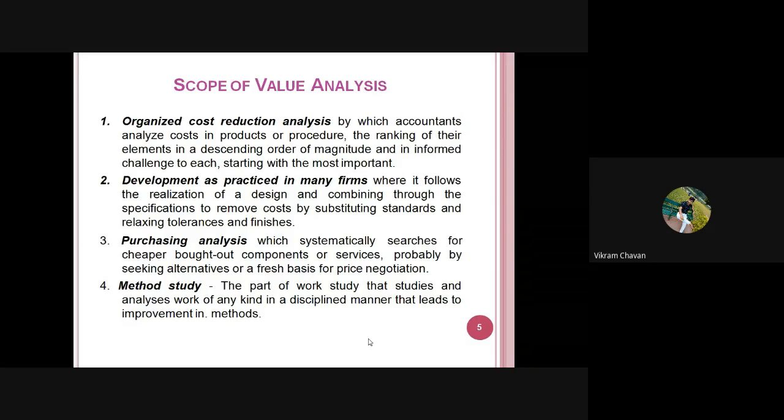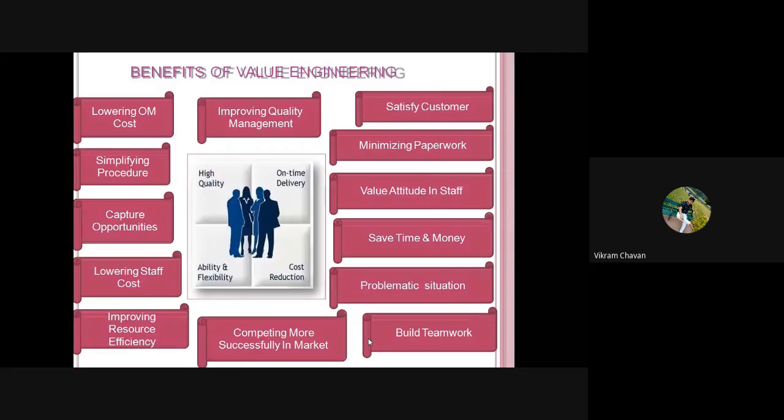That is nothing but what? The method study. Okay, and in this also, to improve the methods, it is also useful. Here also we can say that in method study there is scope for the value analysis. There is scope for the value analysis.